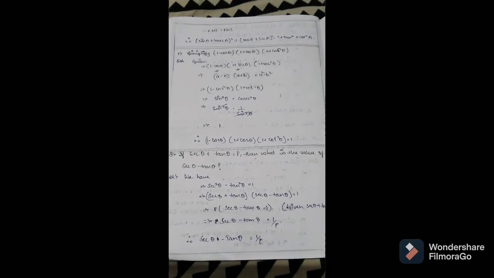These are the two important problems in this exercise, so you must be thorough with these two problems. Coming to the ninth problem: if secant theta plus tan theta is equal to p, then what is the value of secant theta minus tan theta? They have given that secant theta plus tan theta equals p. Then we have to find the value of secant theta minus tan theta.